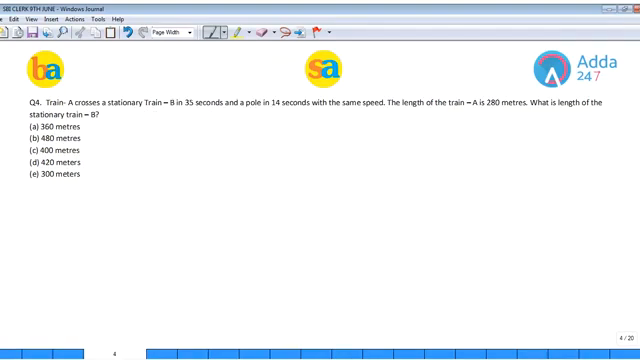Question number 4. Train A crosses a stationary train B in 35 seconds and a pole in 14 seconds with the same speed. The length of train A is 280 meters. What is the length of the stationary train B? So, the speed of train A is equal to 280, that is the length of train A, upon 14, that is the time it takes to cross a pole. So that will be equal to 20 meter per second. And let the length of train B be L meters.